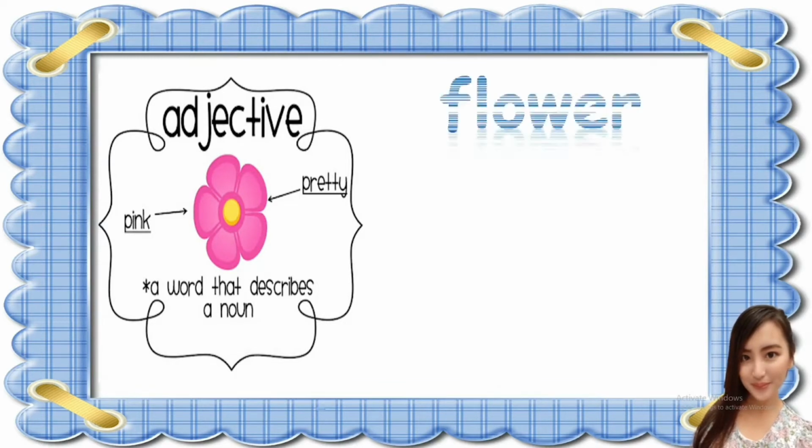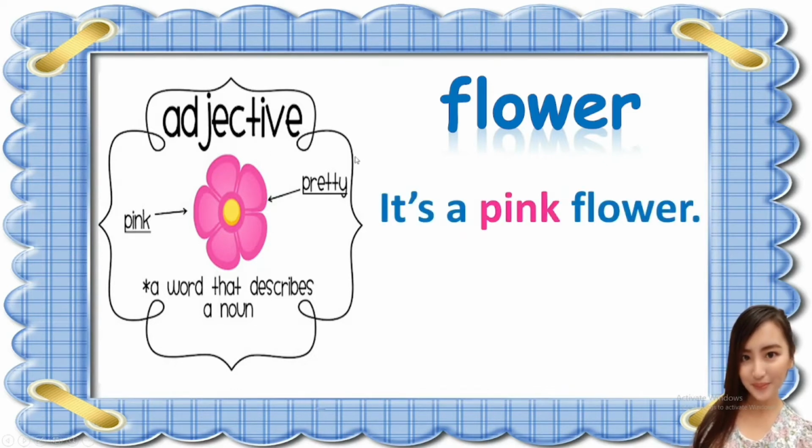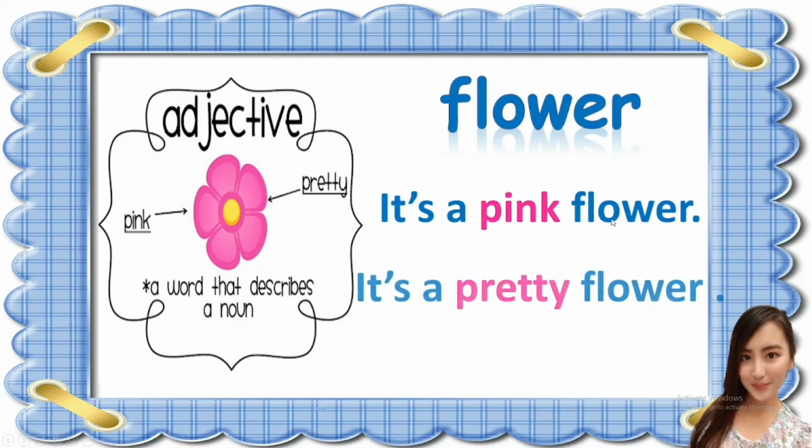For example, flower. So this is a noun, flower. And the flower is pink. It's a pink flower. Pink is an adjective used to describe flower. What else? It's a pretty flower. So pretty is an adjective that is used to describe flower, which is a noun.